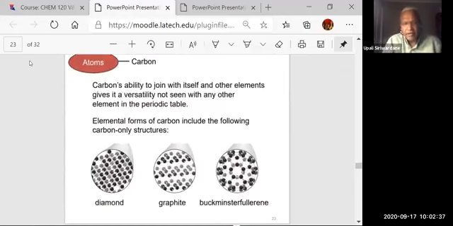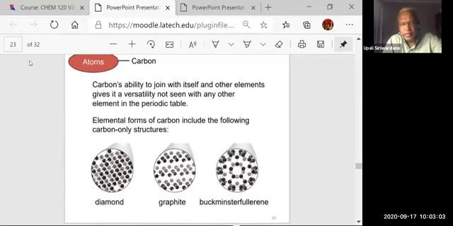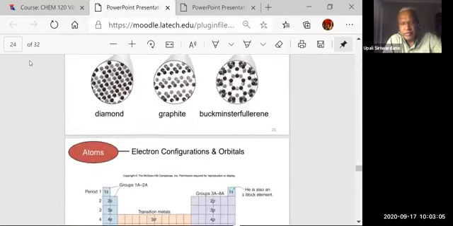Carbon has 3 forms we call allotropes. Allotropes is a name used for different elemental forms. 3 allotropes for carbon. Diamond has a different structure. Graphite has a different structure, and graphite is used in pencils. And the other one is Buckminsterfullerene. That was discovered some time back.